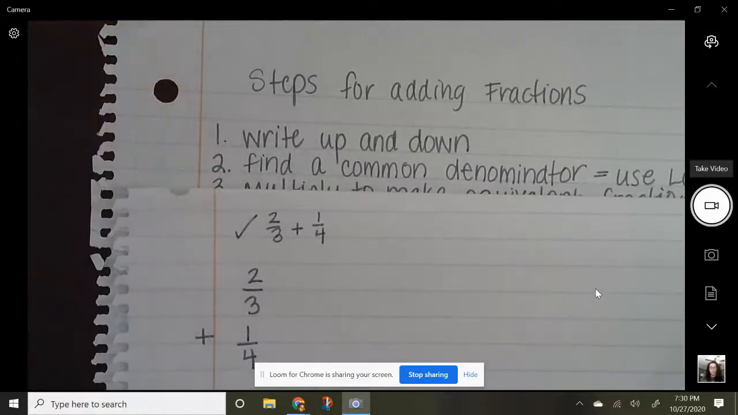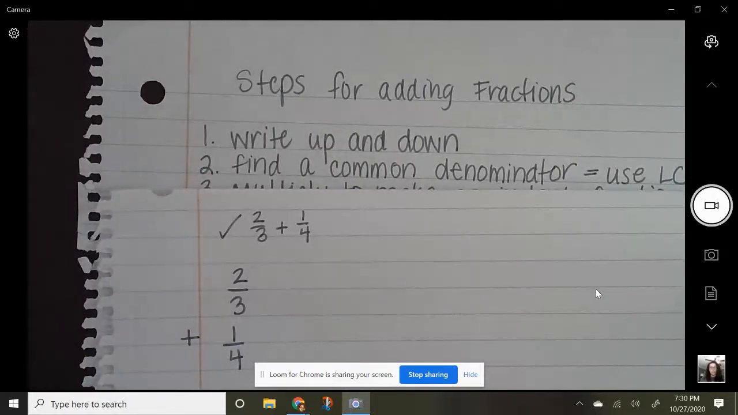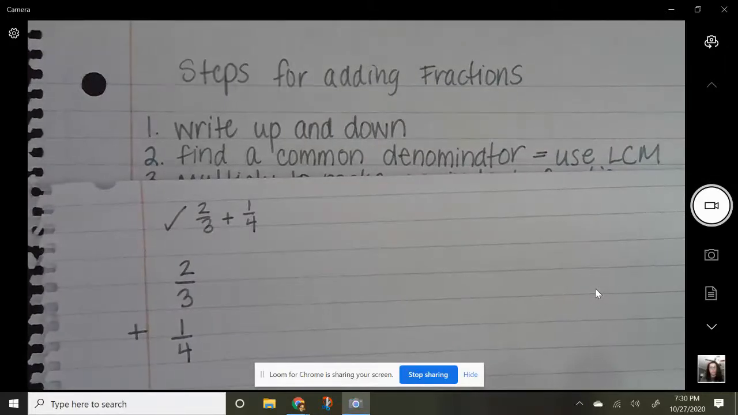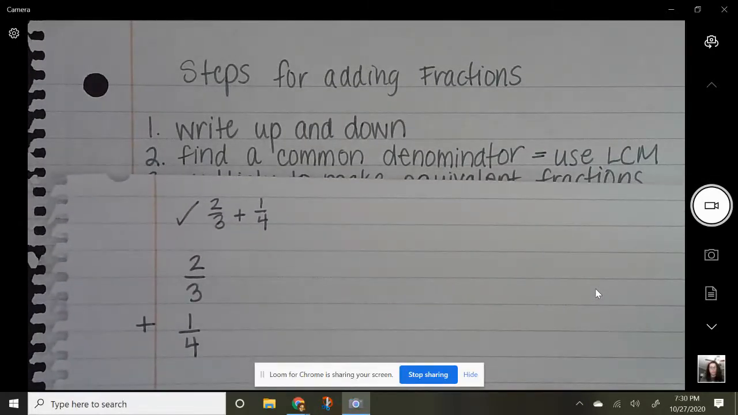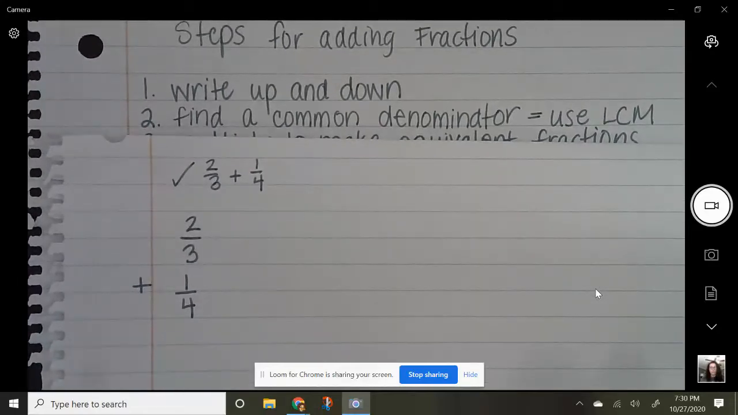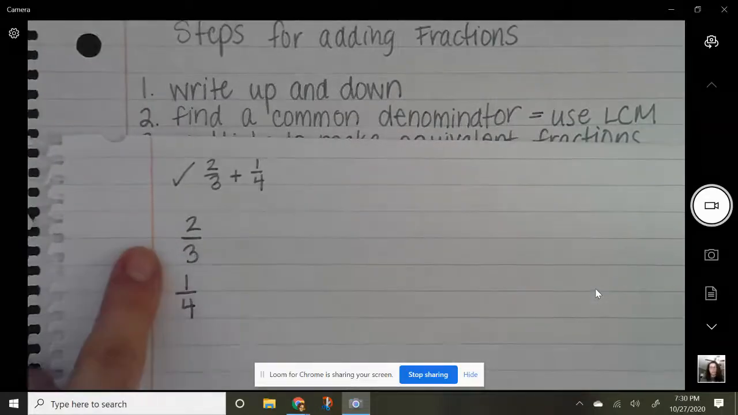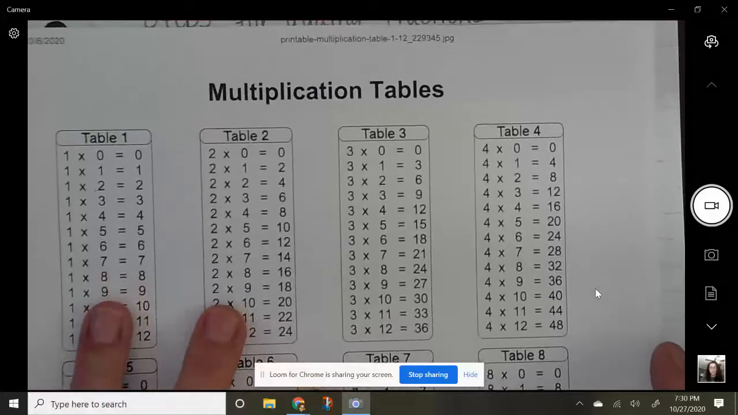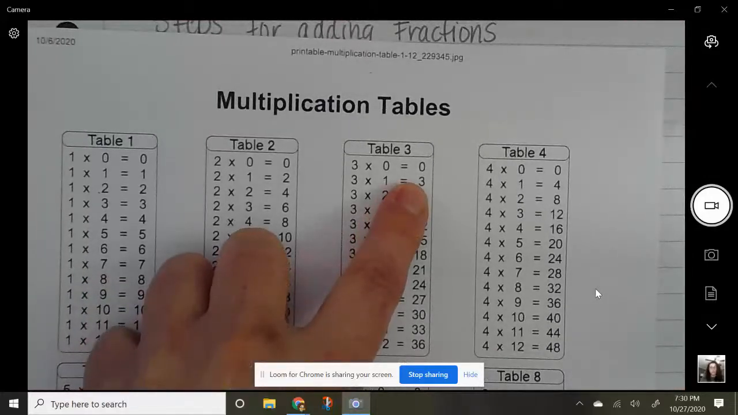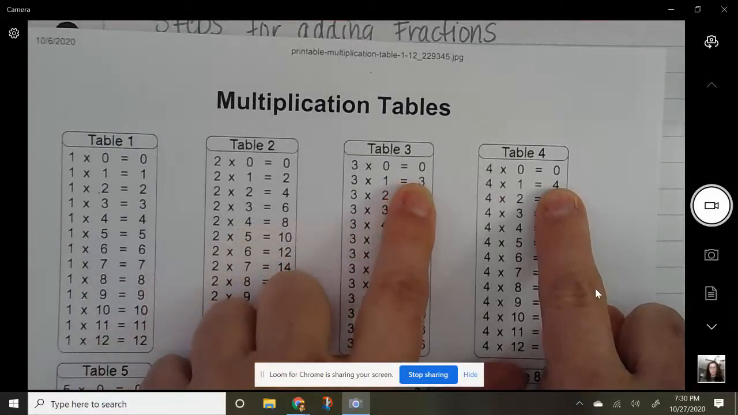Step 2 is to find a common denominator using LCM. LCM is least common multiple. I have a multiplication chart here, and I'm going to show you an alternate way of doing this. My denominators are 3 and 4, so I'm going to the 3 section and the 4 section and trying to find a match.